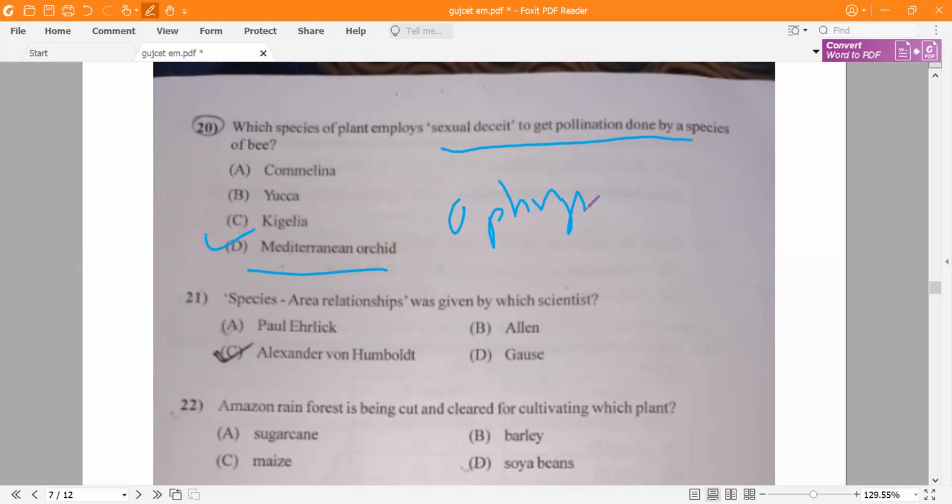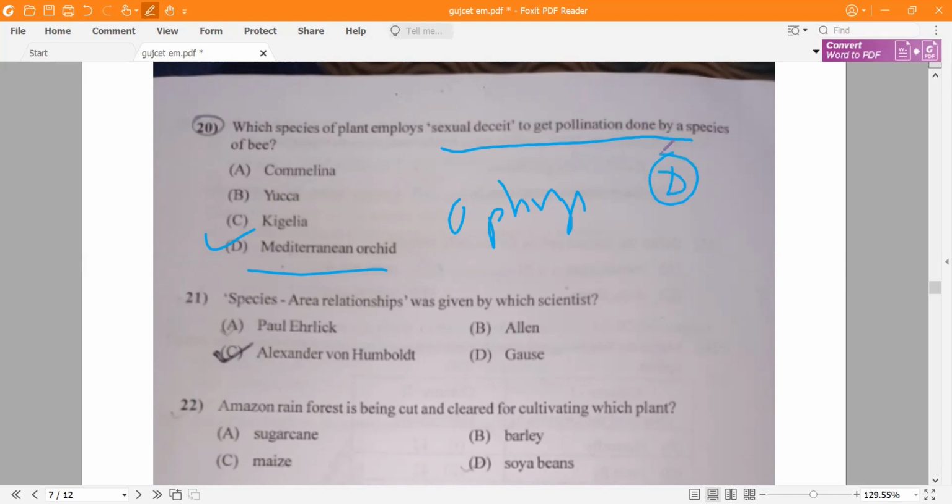So here the appearance of the flower resembles the female of that particular species of moth, or a bee as we call it. This is an example of sexual deceit. So the flower resembles the female bee. That's what it is, and the name is Ophrys. So the answer is B.